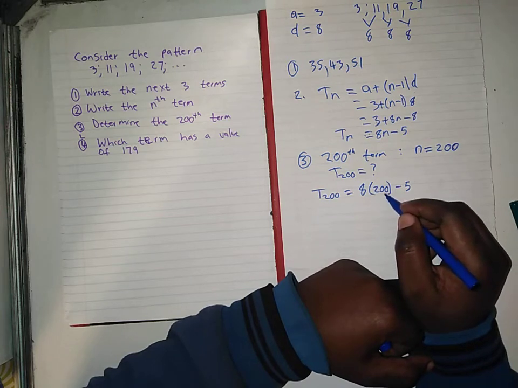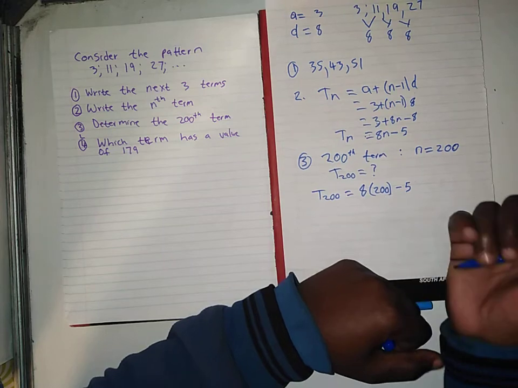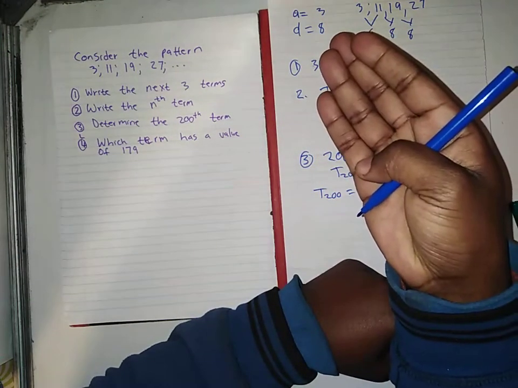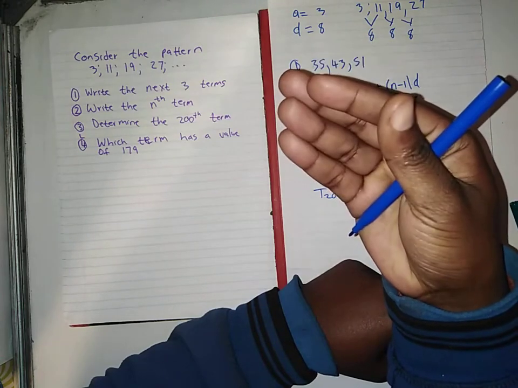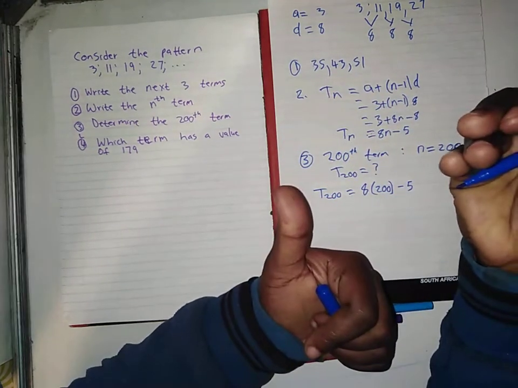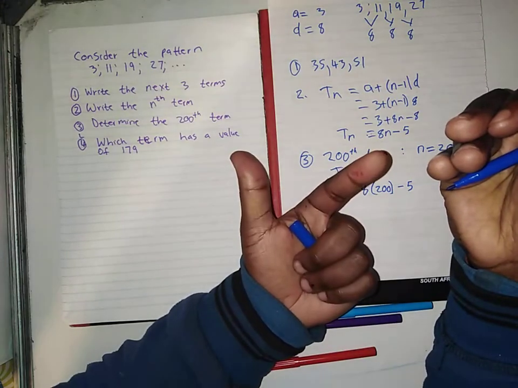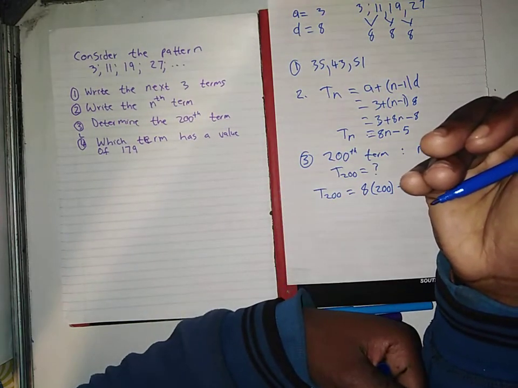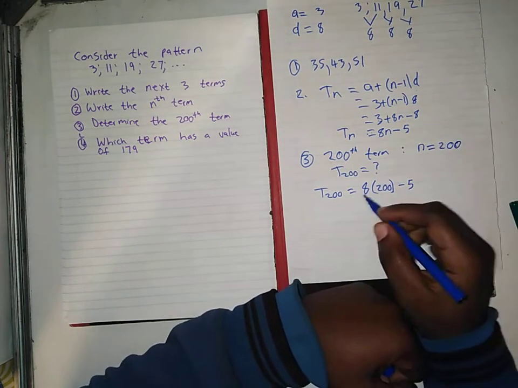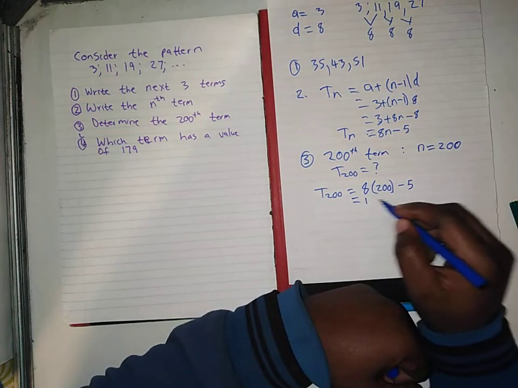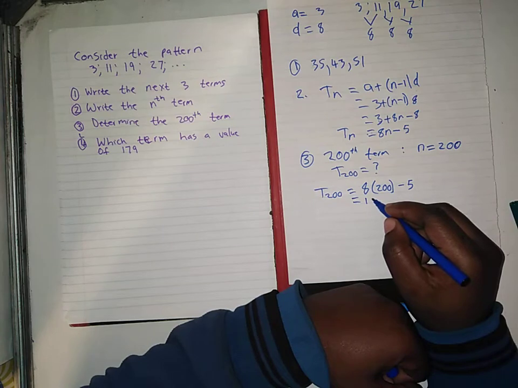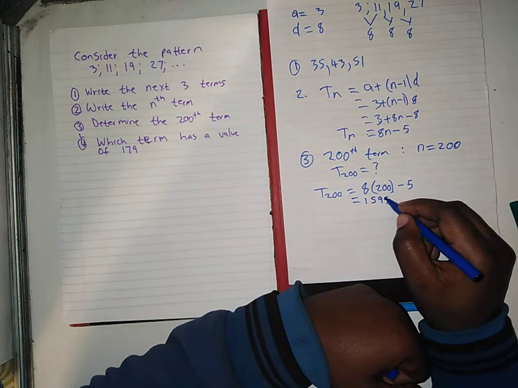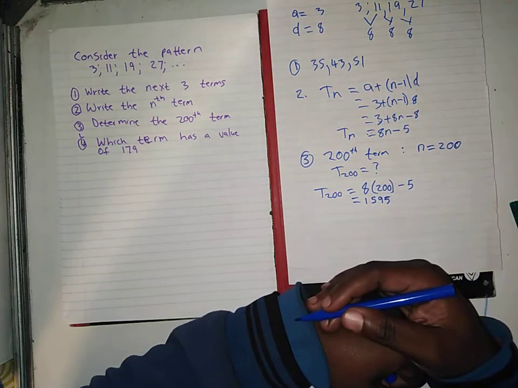So what is 8 times 200? It's 200, 400, 600, 800, and 1000, 1200, 1400, 1600. So it's 1600. 1600 minus 5 is going to be 1595. So the 200th term here is what?